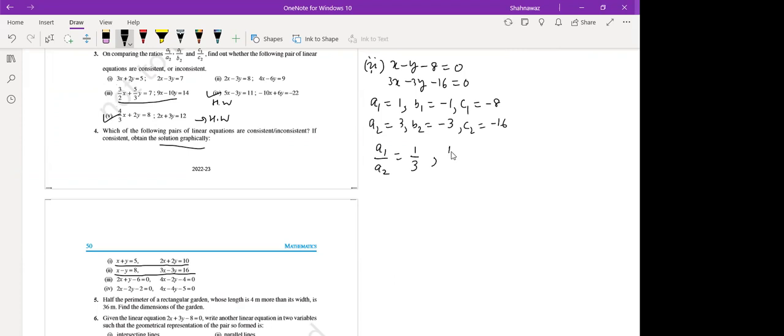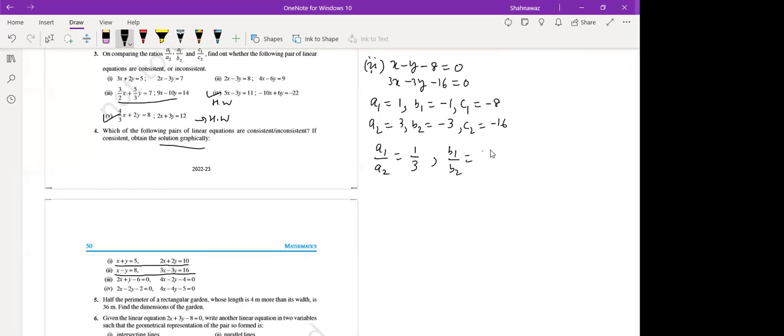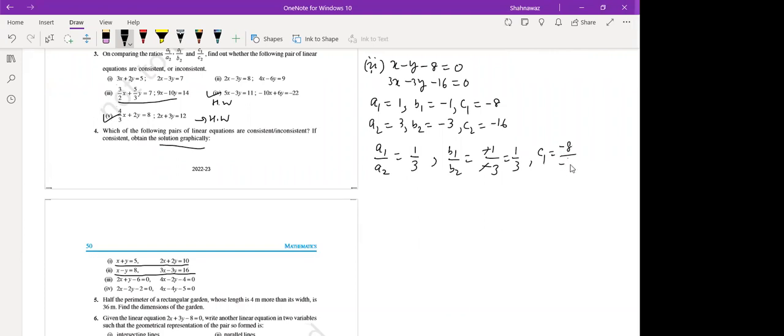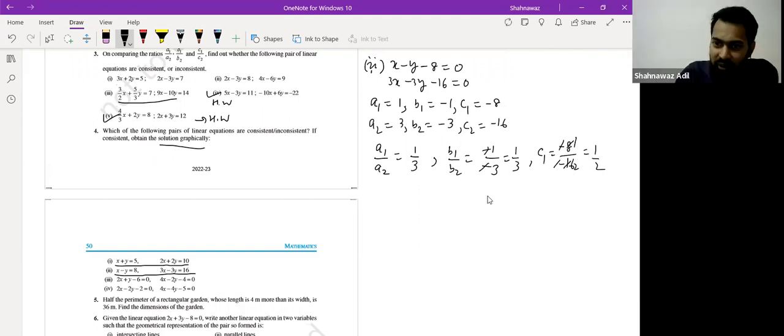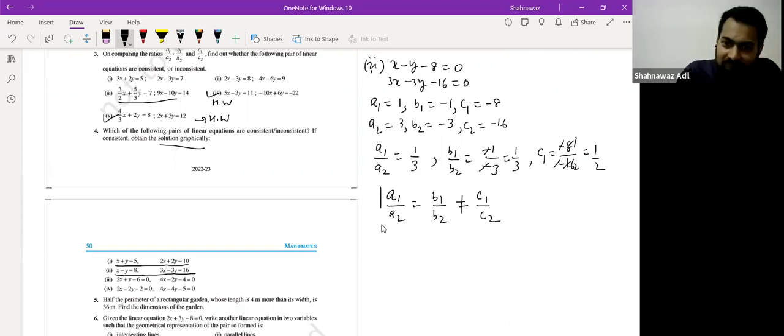And B1 by B2 will be what? Minus 1 by minus 3. So this is again 1 by 3. And C1 by C2 is? Minus 8 by minus 16. So 1 by 2. So we have A1 by A2 is equal to B1 by B2, not equal to C1 by C2, right?